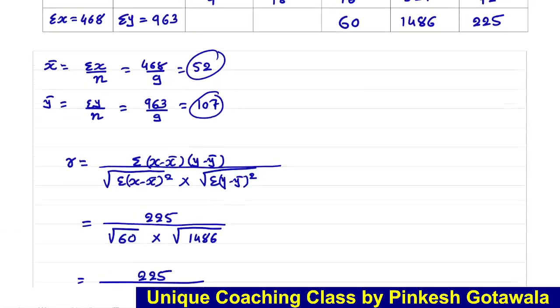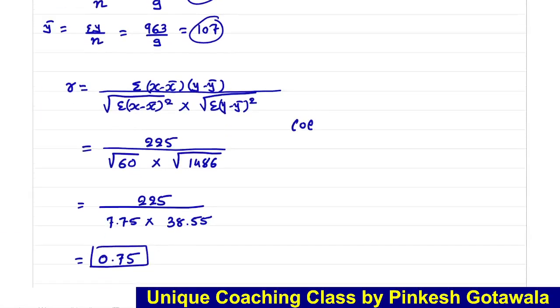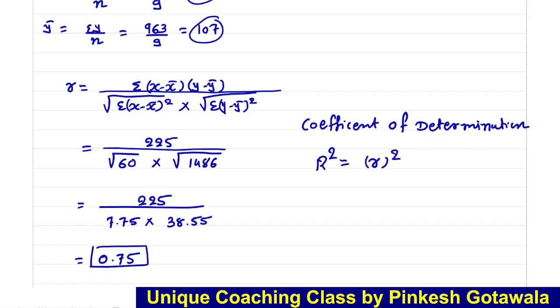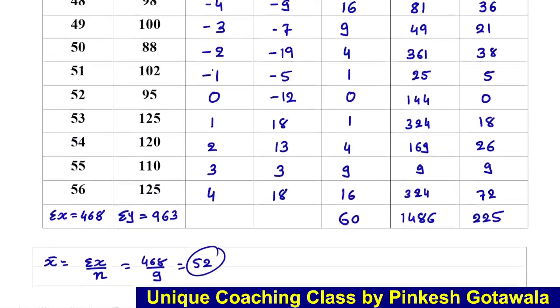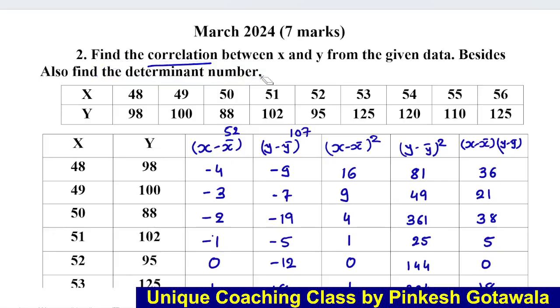So let's find out the coefficient of determination, which means r square. Formula is small r square, small r 75, square of 75, answer is 0.56. So you can see that in a normal sum, if you remember the formula, you can easily solve. It was asked in March 24 for 7 marks.